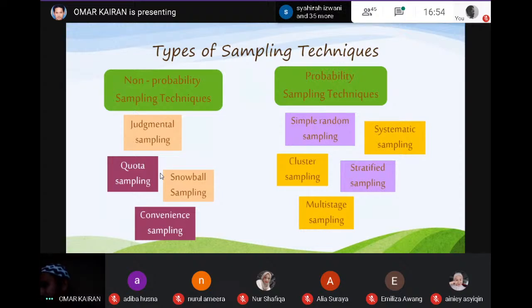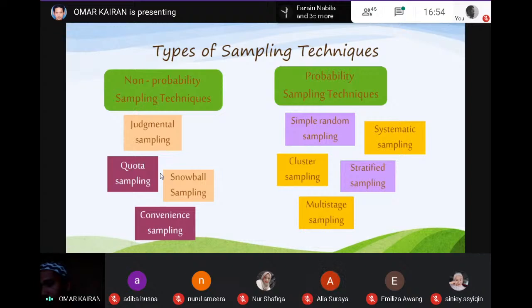Ada soalan? Boleh tanya. Okay, boleh faham tak probability sampling techniques ni? Do you get the ideas behind the probability sampling technique? Ada soalan tak?